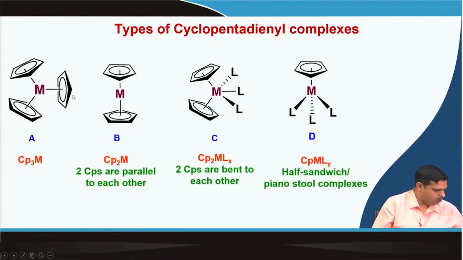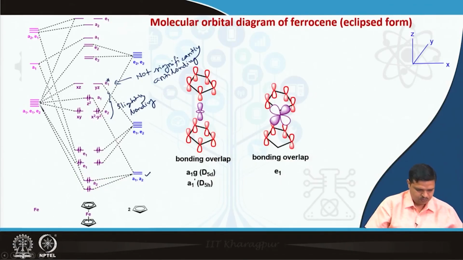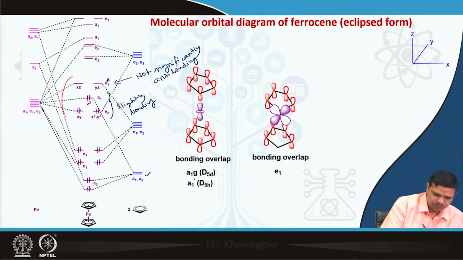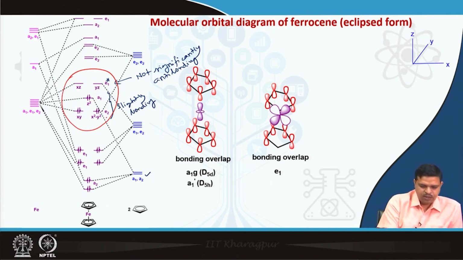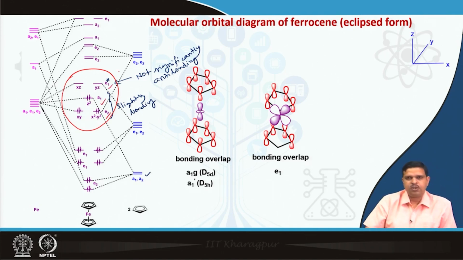So, this region. Okay, this region. The filling up of these three sets of orbitals, that is the E2, A1 and E1 star, will dictate the properties and the stability of the metallocene compounds. So, we will try to understand the difference between the parallel and the bent metallocene.